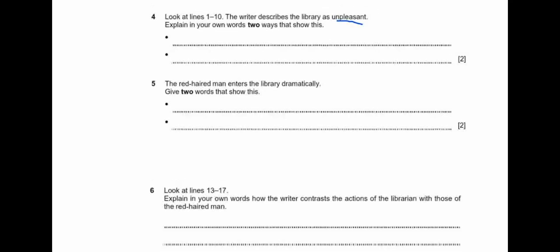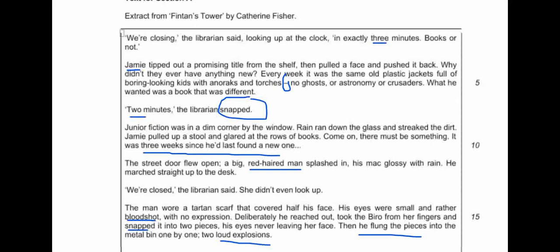Look at lines 1 to 10. The writer describes the library as unpleasant. Explain in your own words 2 ways that show this. Let's check in the reading. So this is line 1 up to 10. It shows the library as unpleasant, so use your own words. So we just get some ideas from here.